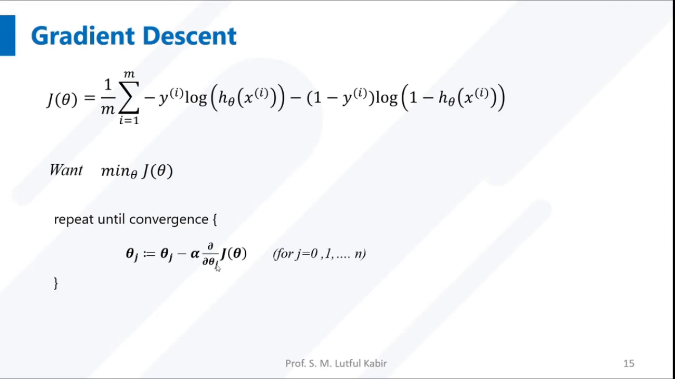That means for each j equal to 0 up to n, that means a total of n plus 1 values of j. For each j, we have to take the derivative of this equation, and then that derivative has to be multiplied by the learning rate, and the quantity has to be subtracted from theta_j, and we'll get the new theta_j. Remember that this updating has to be simultaneous updating.